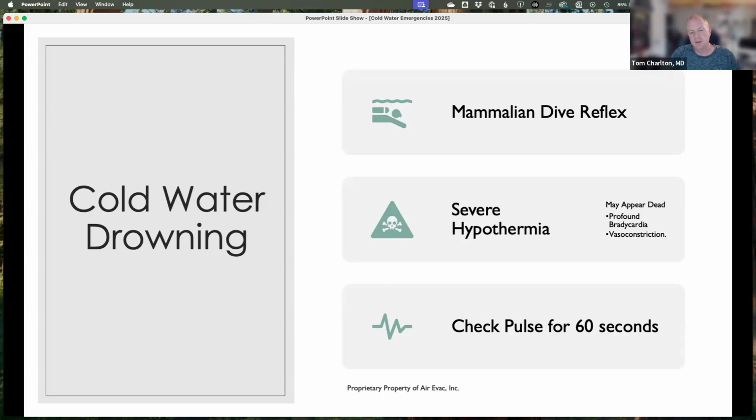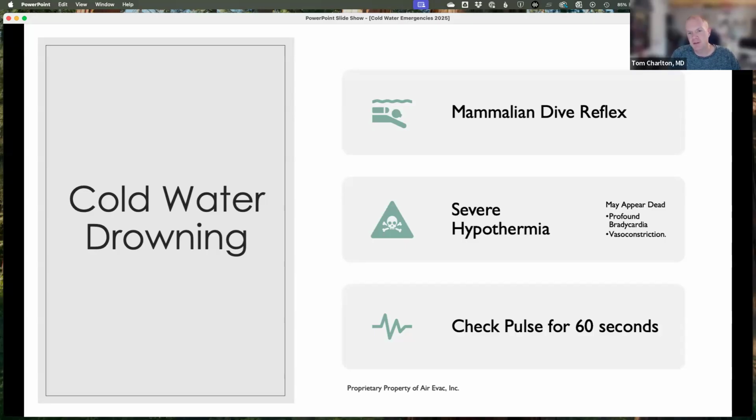Additionally, humans are mammals, and all of us have this mammalian dive reflex. This is a natural response to cold water, and it slows the heart rate down and slows our metabolism down because we need to preserve what little oxygen we've got so that we can go down and capture our fish or our shrimp or whatever it is that our body thinks that we're down under the water doing.